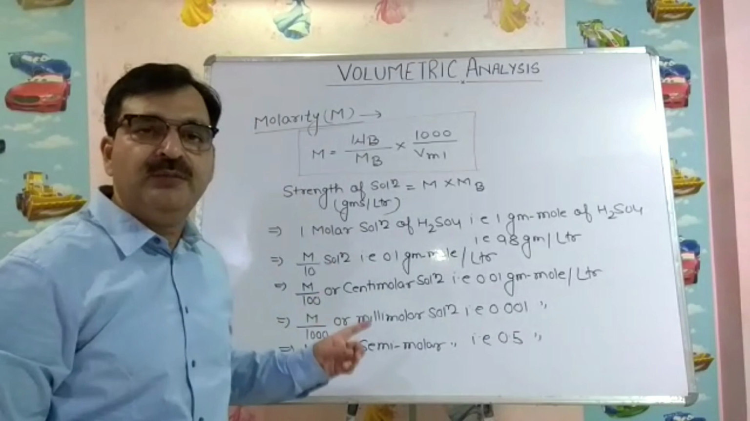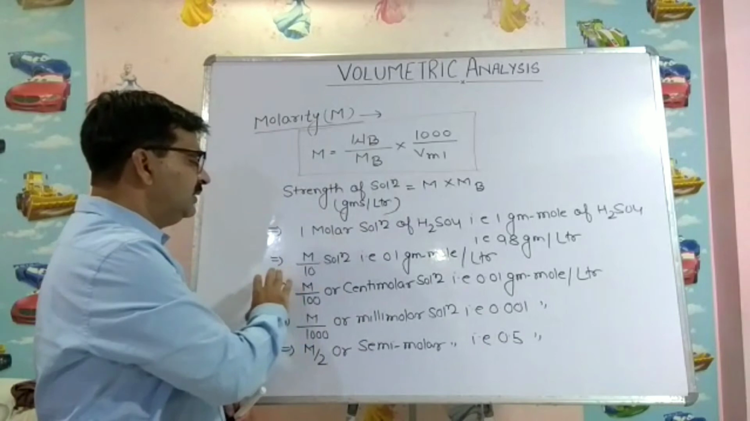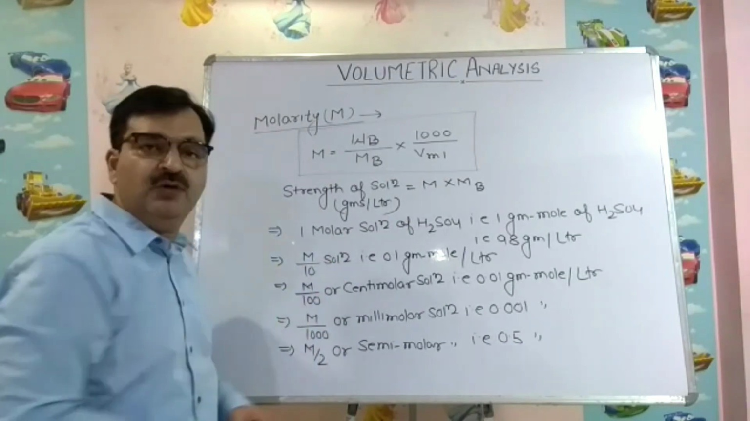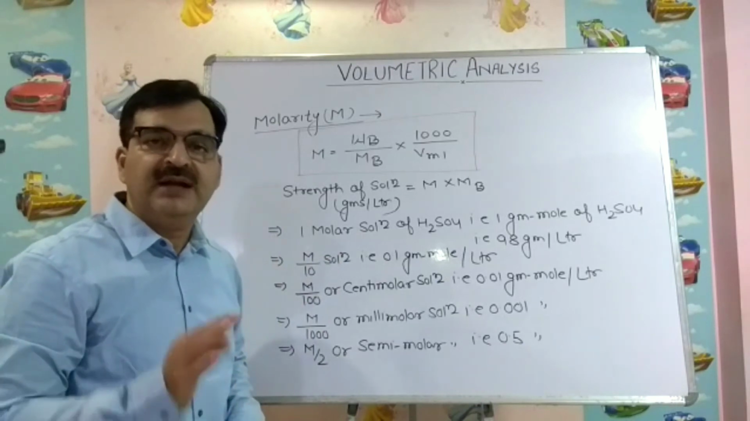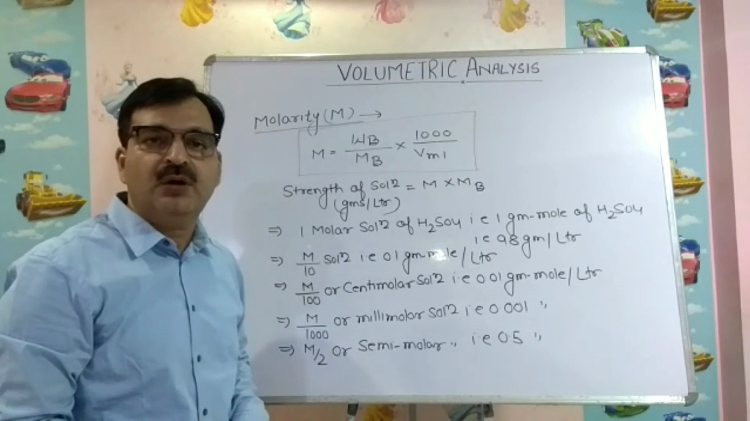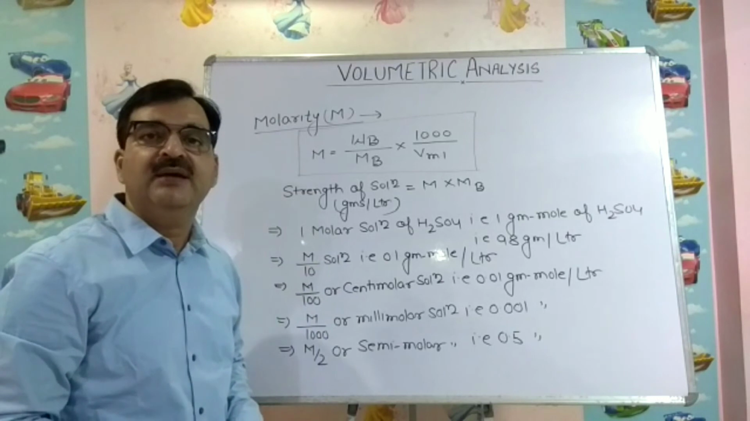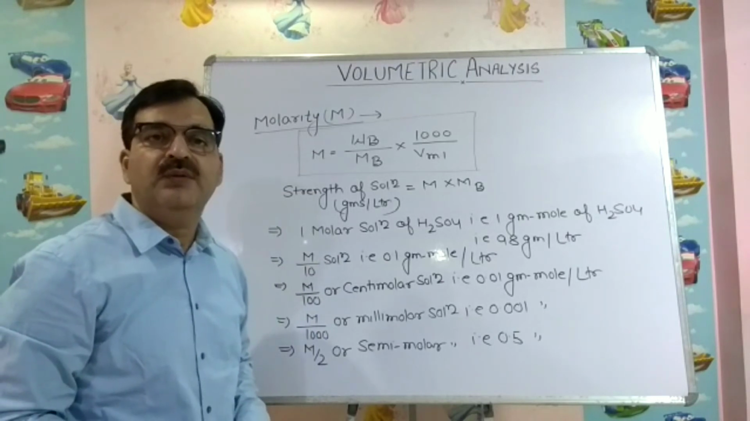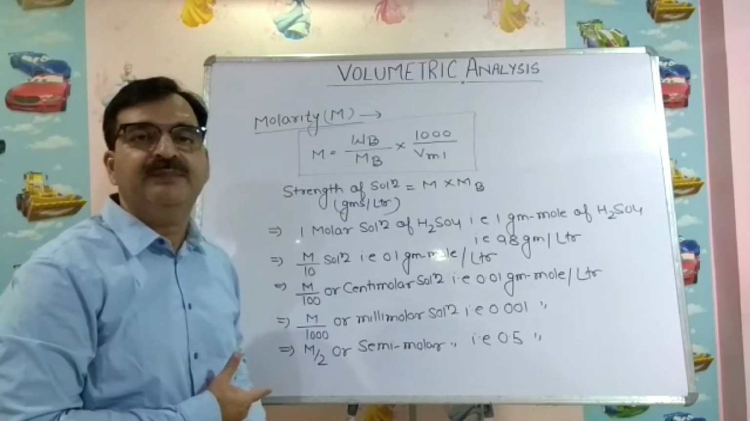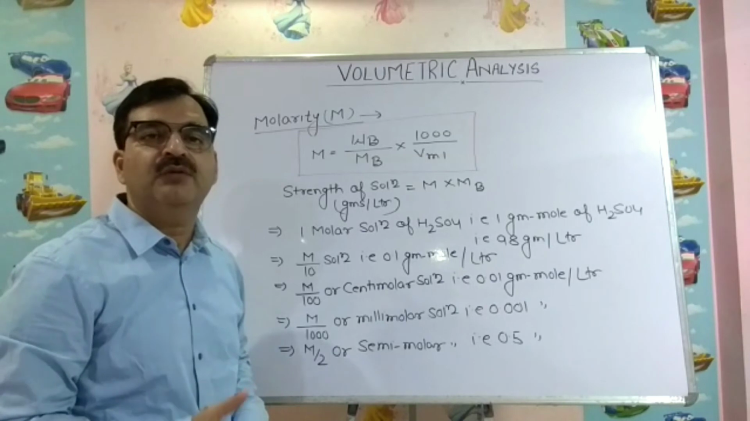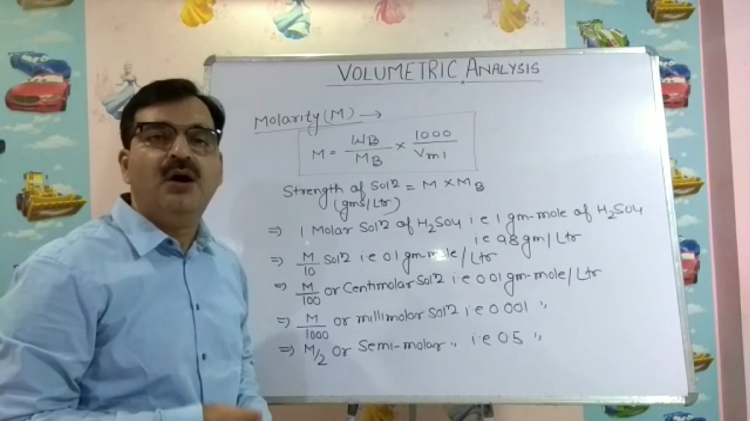If in numericals we have such types of solution, that is 1 molar, decimolar, centimolar, millimolar or semimolar, with the help of this we come to know WB, that is the amount of solute dissolved in solution, and the volume of solution, that is given by 1 liter. So we come to know WB and volume of solution by knowing the type of solution.